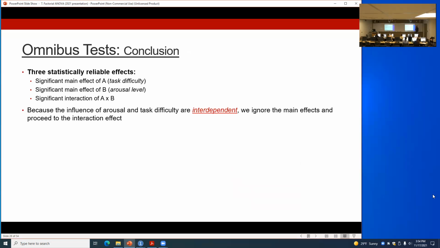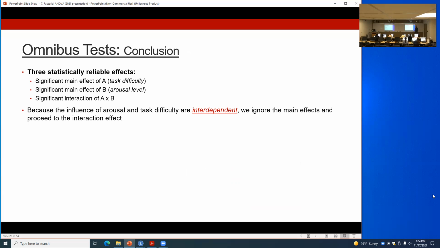Okay. We've got 3 statistically interpretable effects. We've got the effect of task A, telling us that we have differences across difficult versus easy tasks in terms of performance. We get a significant main effect of B, because we're seeing systematic differences across levels of arousal. And then we get a significant interaction of A times B. This is saying that the influence of arousal and task difficulty are interdependent.